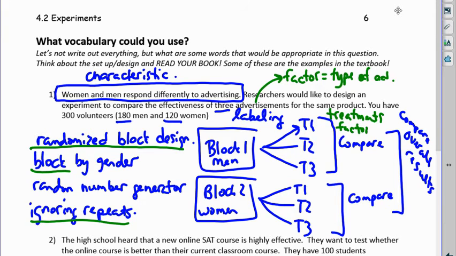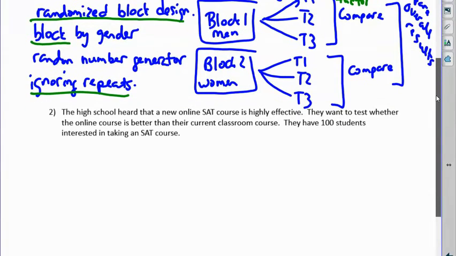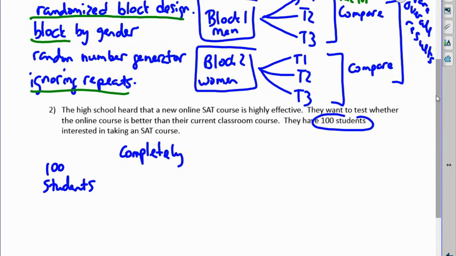All right, next one. Let's see what kind of vocab we would use for this next one. A high school heard that this new SAT course is highly effective. They want to test whether this course is going to be better than their current classroom course. They have 100 students taking the SAT. I think this one sounds like I've just got 100 students that have already been sampled. And I think we will use a completely randomized design.